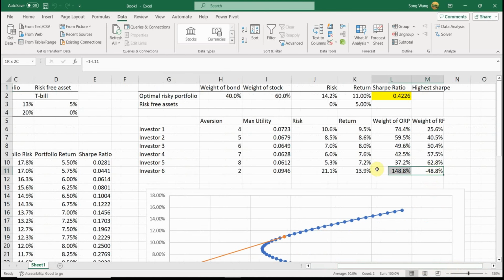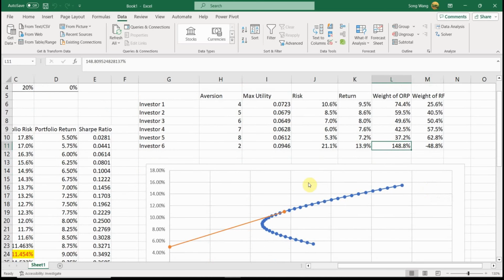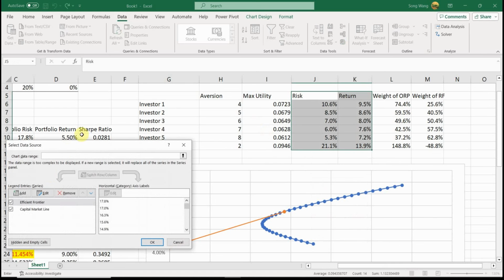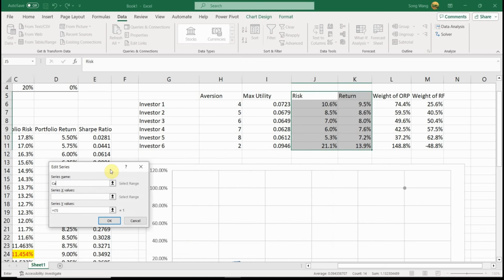So you can see for the least risk averse person, this person is still risk averse, but just the least risk averse among all 6 of the investors. This person is going to put over 100% of his money in the risky portfolio and negative weights in risk-free. That means they are borrowing money to invest in the risky. They are borrowing risk-free money to invest in the risky. Then I'm going to allocate all this data.